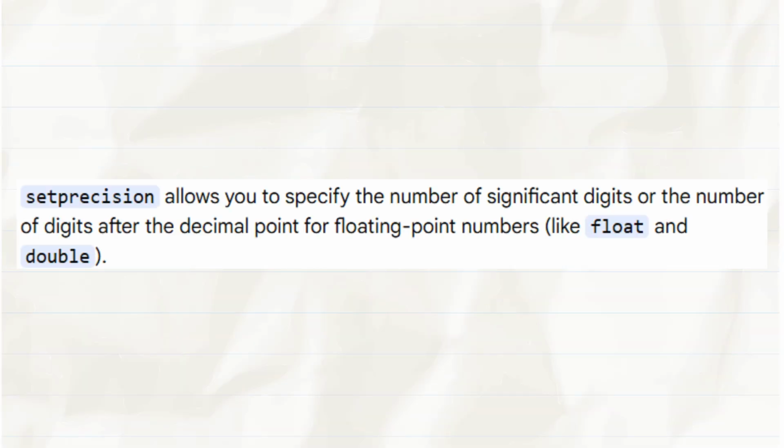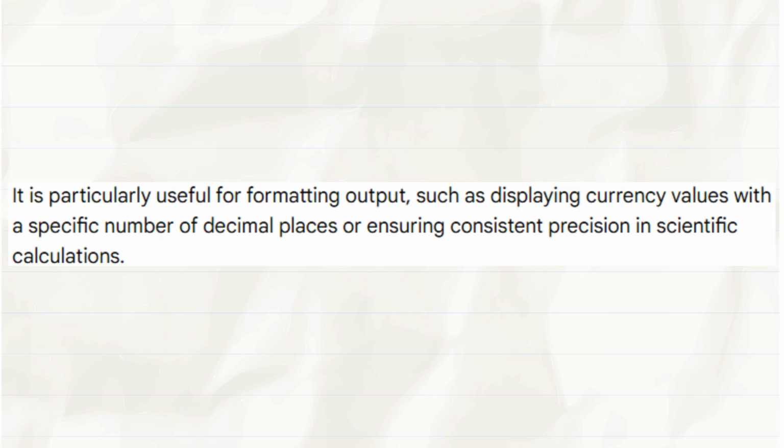Setprecision allows you to specify the number of significant digits, or the number of digits after the decimal point, for floating point numbers like float and double. It is particularly useful for formatting output, such as displaying currency values with a specific number of decimal places, or ensuring consistent precision in scientific calculations.